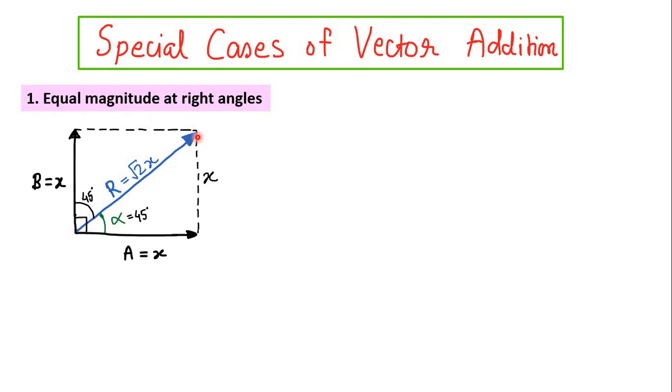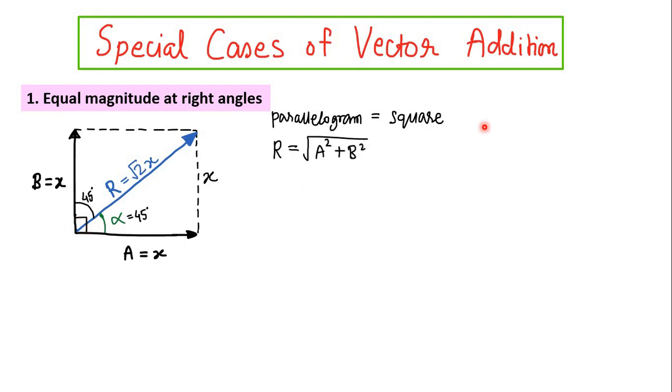Then the resultant will be root 2 times x, and the angle made by the resultant with vector a will be 45 degrees. So the remaining angle is also 45 degrees. Let us prove it by simple calculation. First of all, this parallelogram is actually a square because these two sides are equal, and in a parallelogram opposite sides are also equal. So this is x, this is also x, this is x, this is also x, and the angle is 90 degrees, so hence it is a square.